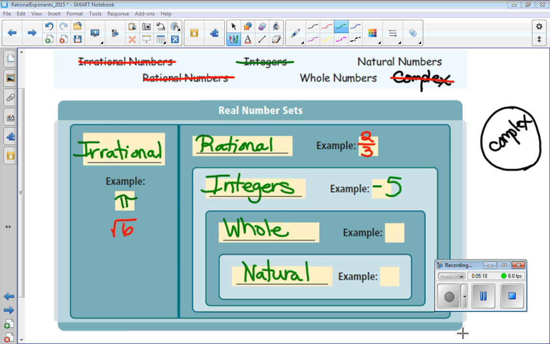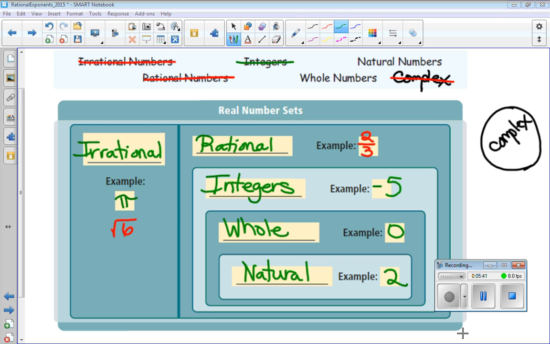What's the only number that's a whole number that's not a natural number? It's 0. Good. Whole numbers start at 0: 0, 1, 2, 3, 4, 5, 6, 7. And natural numbers start at 1: 1, 2, 3, 4, 5, 6, 7. Okay? Good.